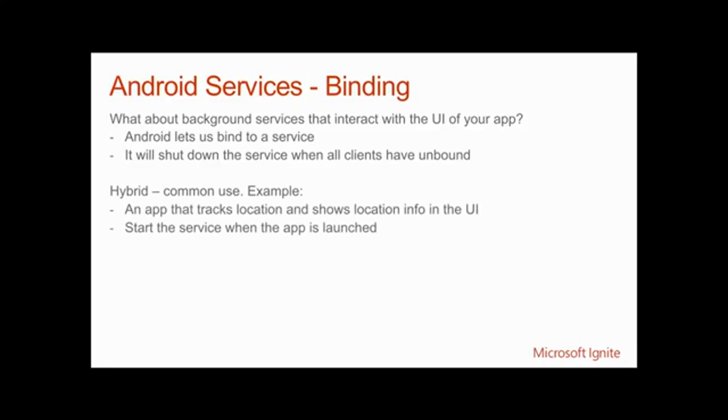So here's that scenario I just mentioned. We want an app that tracks location, shows the location in the user interface. We want to start the service when the app's launched. We want to communicate with the service so we can display the location. And we want to leave it running when the app is terminated. So we start off by creating a service class. So that would be android.app.service.